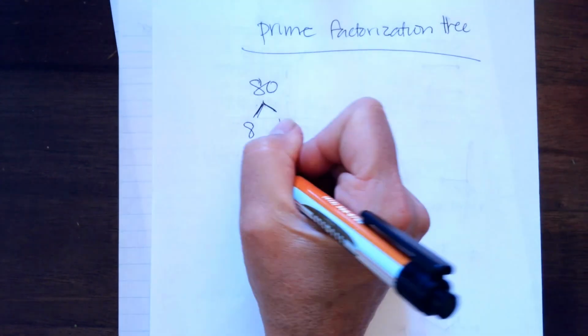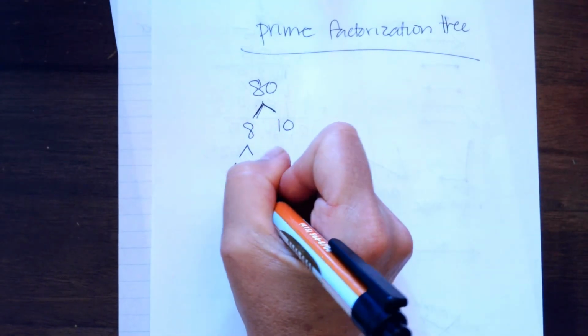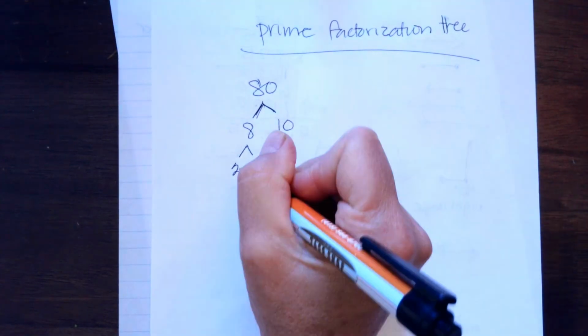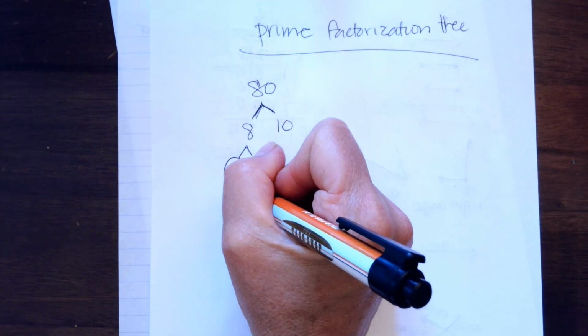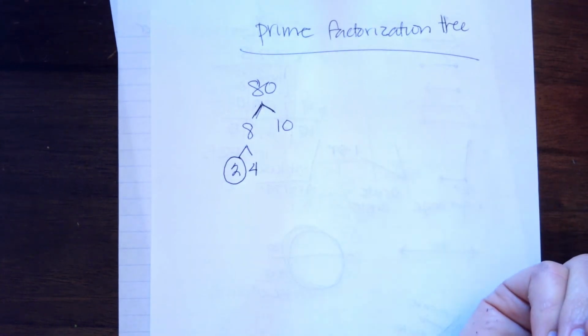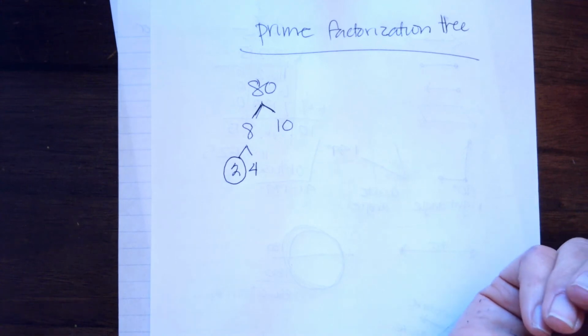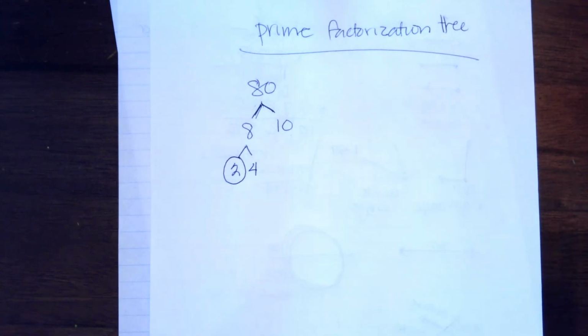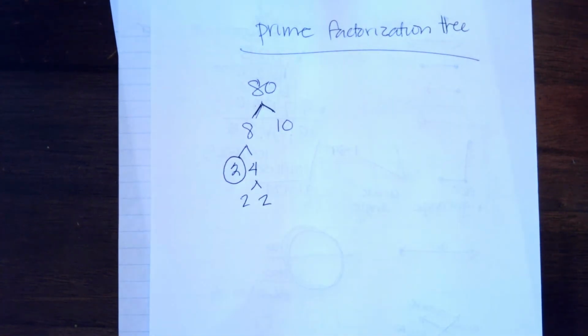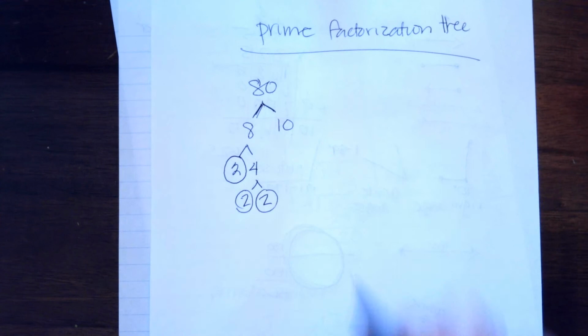Now, can 8 go lower? Yes. Factors are 2 and 4. Can 2 go lower? No. It's a prime number because the only factors that go into it are 1 and 2. So I'm going to circle it as soon as it becomes a prime number and we're done with it. This one we're not done with because we still have some more factors that can go into 4. So 2 and 2 can, 2 times 2 is 4. So I'm going to now circle those.